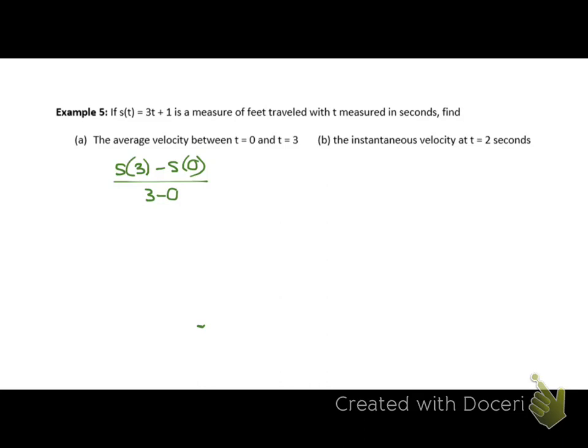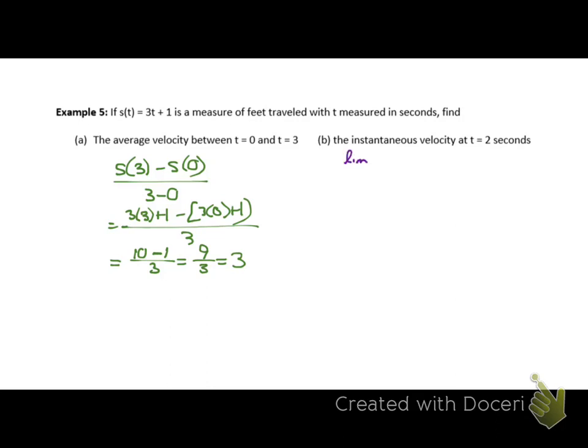We plug it in, so we get 3 times 3 plus 1 minus 3 times 0 plus 1, all over 3. Well, 3 times 3 is 9 plus 1 is 10, minus 1, over 3, which is 9 over 3, which is just 3. Pretty simple. For the instantaneous velocity, we're going to use our limit formula.